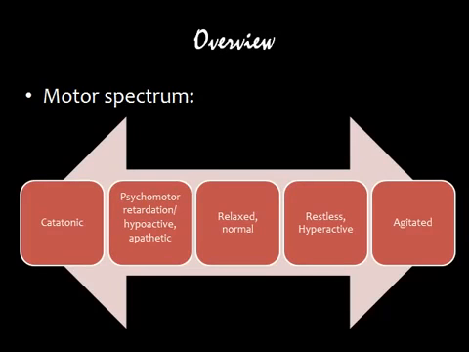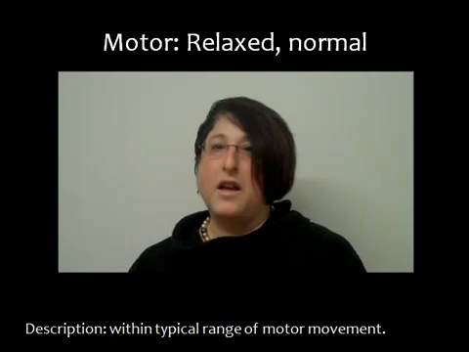As we go through this training, we'll begin with relaxed and normal and move towards the left side of the spectrum before eventually returning to the right side of the spectrum. So let's look at motor movement. Relaxed or normal motor movement is described as being within the typical range of motor movement. Let's watch an example.